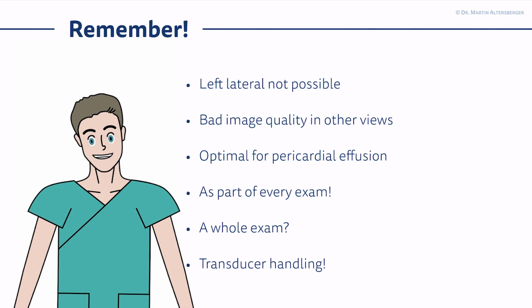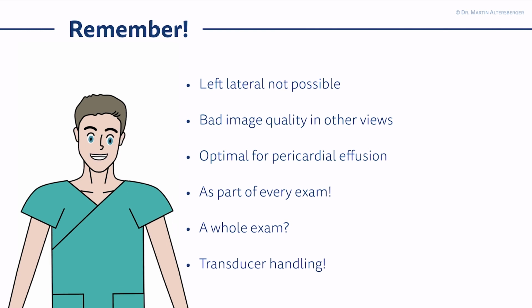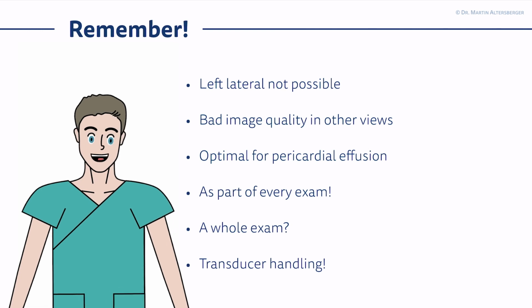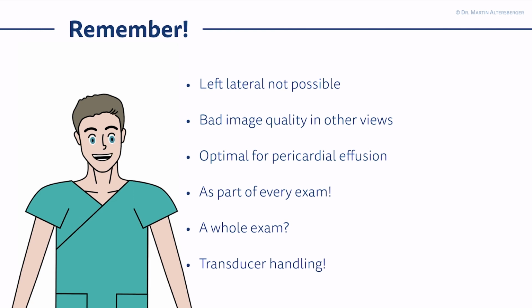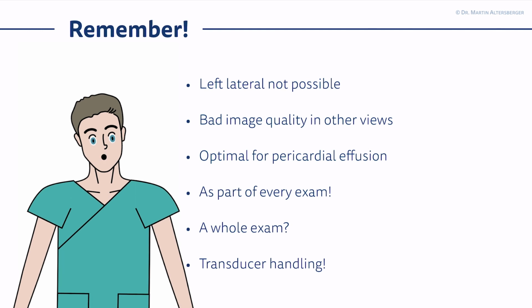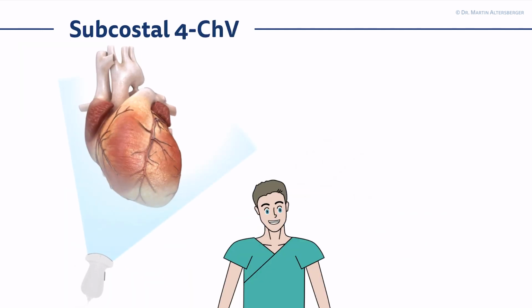This is the best view for pericardial effusion and also to measure the right ventricular wall thickness. It should be a part of all of your echocardiographic exams, and basically you can perform almost a whole exam from this position. Important, of course, is the transducer handling to know and to visualize the standard views.